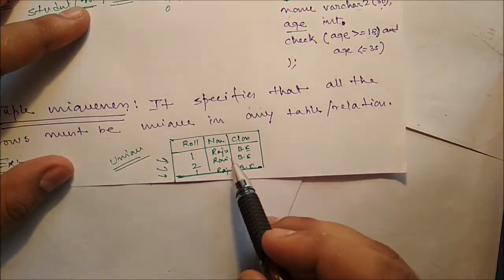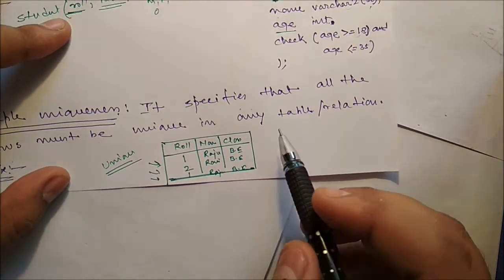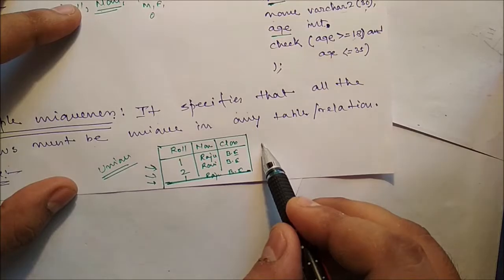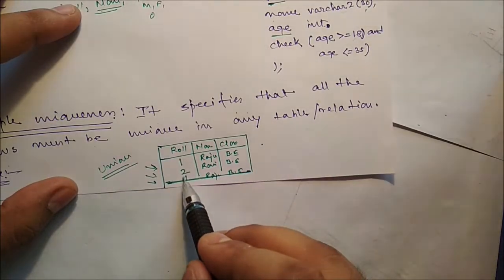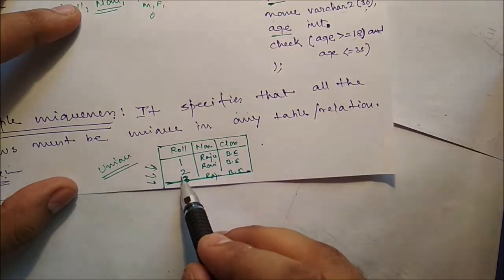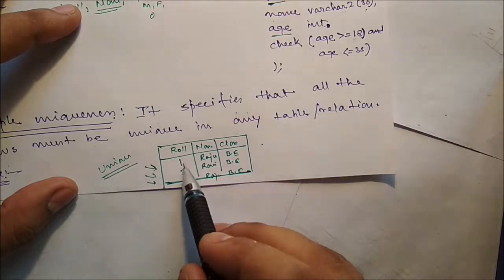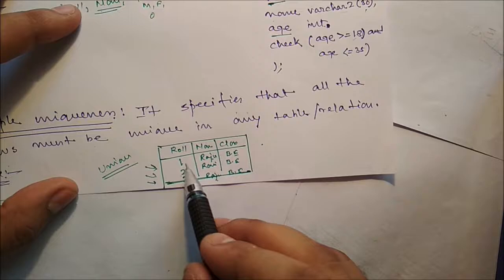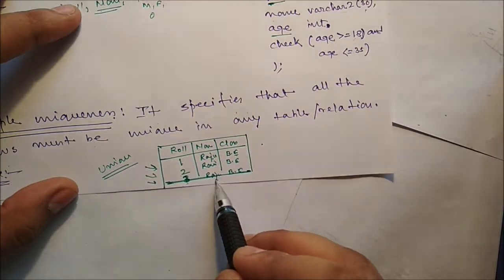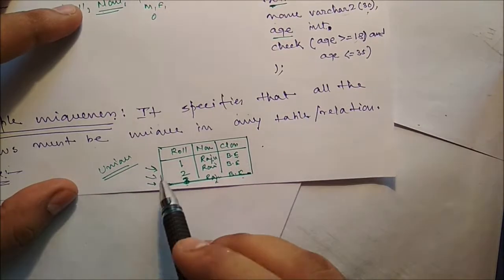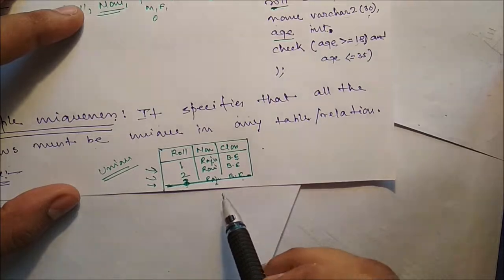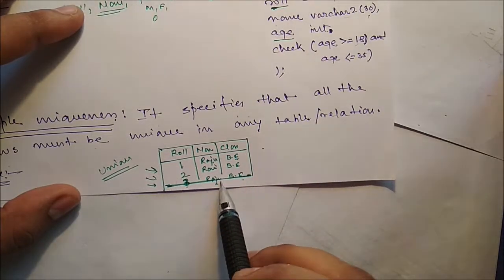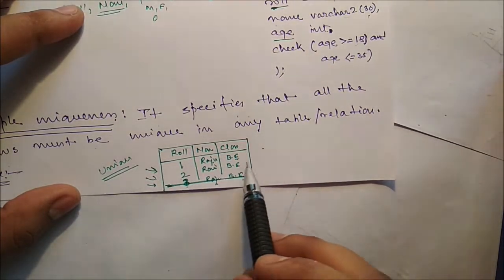But we can have one more Raju in class B. In that case we have to put another roll number, say 3. Through this we can say this is one Raju, this is another Raju. So roll number 1, Raju, B. Roll number 3, Raju, B. Now this is called tuple uniqueness. All the rows in a relation or table must be unique.